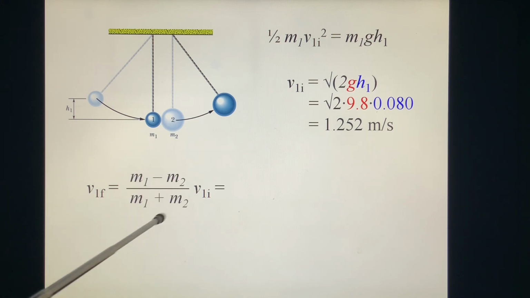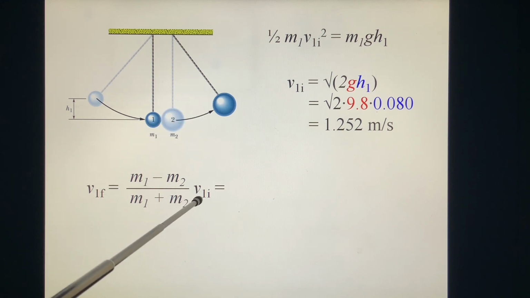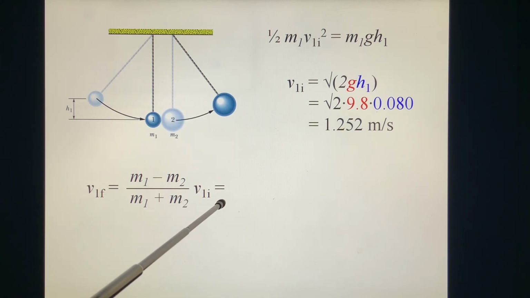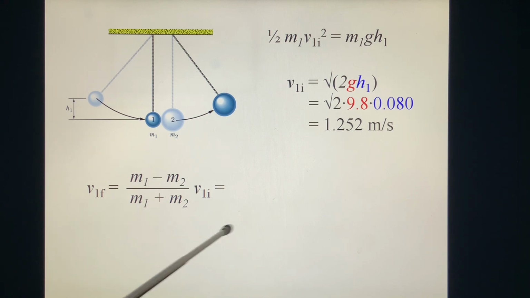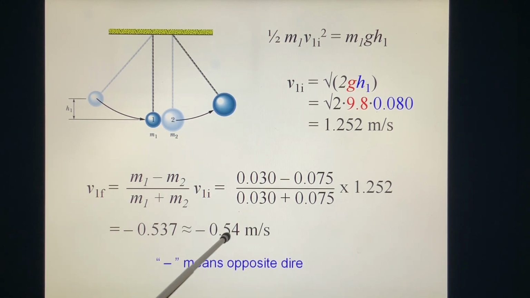This one, v2 initial is 0, so this is the formula. We put the numbers in and get a very easy answer. This is minus. What does this mean? What this means is it bounces back. Bounce back.